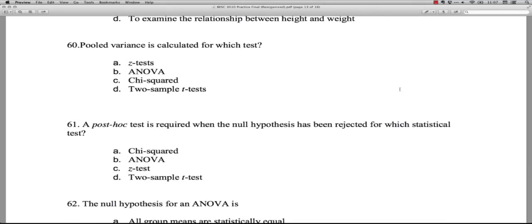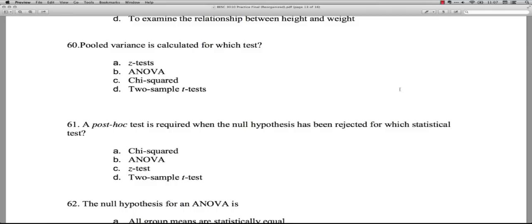All right, 60. Pooled variance is required for which test? Okay, pooled variance means that you're getting the variance from two or more groups, and you're putting it together. The Z test, no, you don't use that, because that's for one group and you're just using that one group's, or the sample's, variance, so you don't use that. B, analysis of variance, no, you don't use a pooled variance for that one. C, chi-squared, no, you don't even use variance at all in that one, because that's for nominal categorical variables. D, two sample t-test, yes, D is the correct answer.